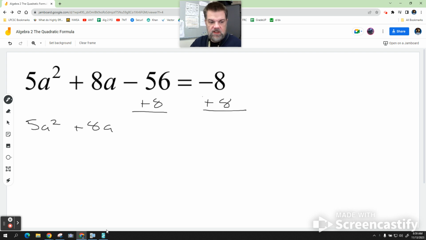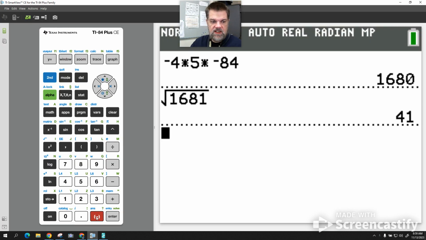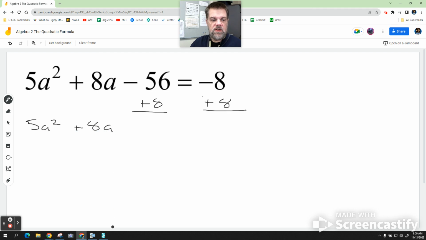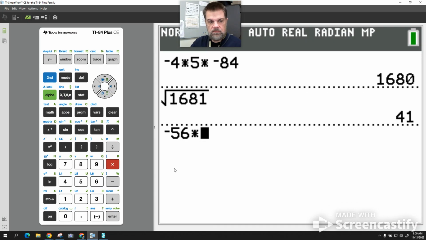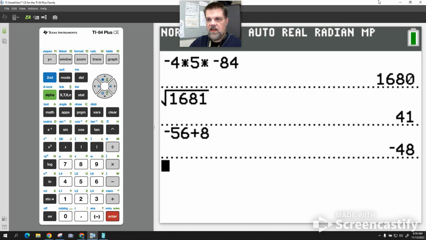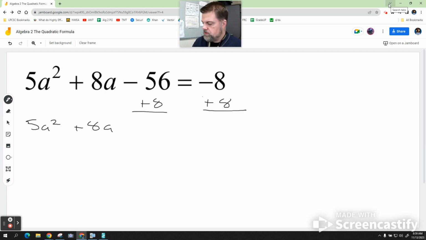Again, if you're not the greatest with positive and negative numbers, say negative 56 plus, what did I add? 8, right? So we're going to add 8. No, multiply. We're going to add 8. And I get negative 48, so equals 0. All right, so this is 1 point.